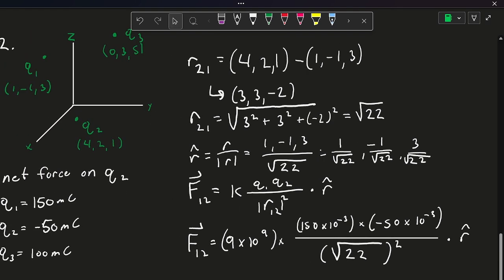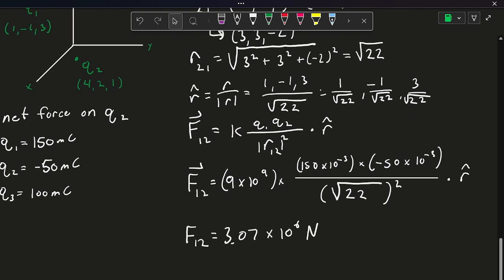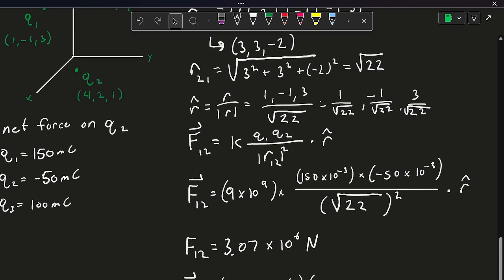So now let's evaluate just the force. So F12 is going to equal, once you plug this all into your calculator, 3.07 times 10 to the 6th newtons. Now we need to multiply this by our r hat. So we're going to get 3.07 times 10 to the 6th times each value in r hat.